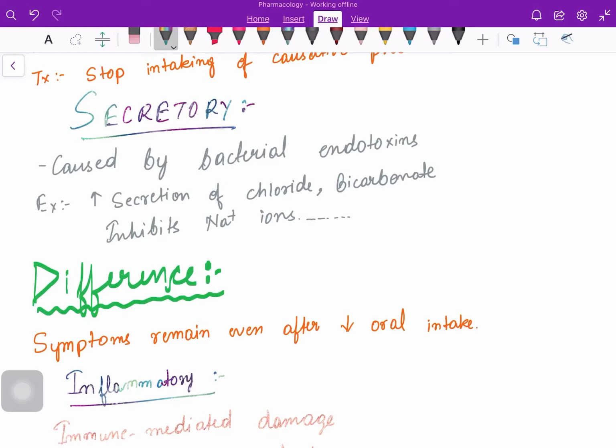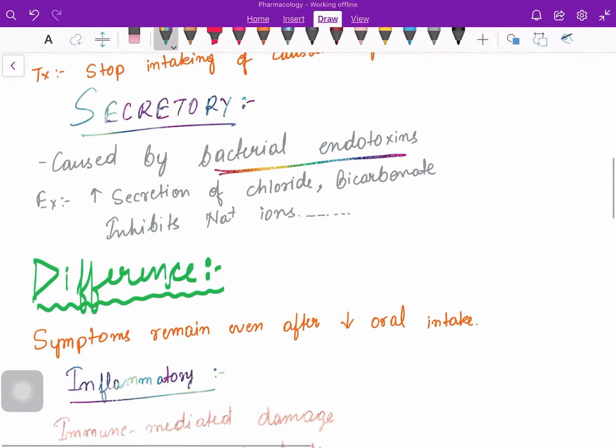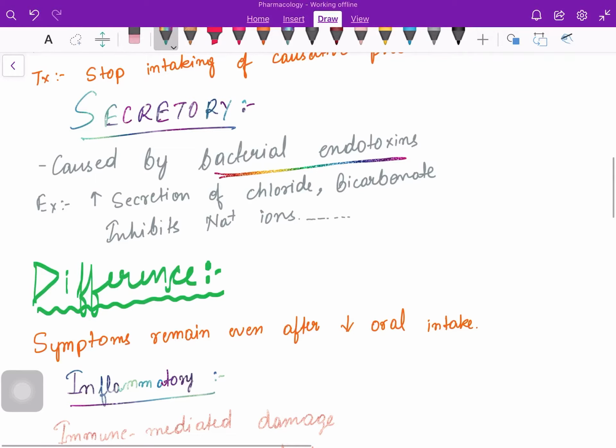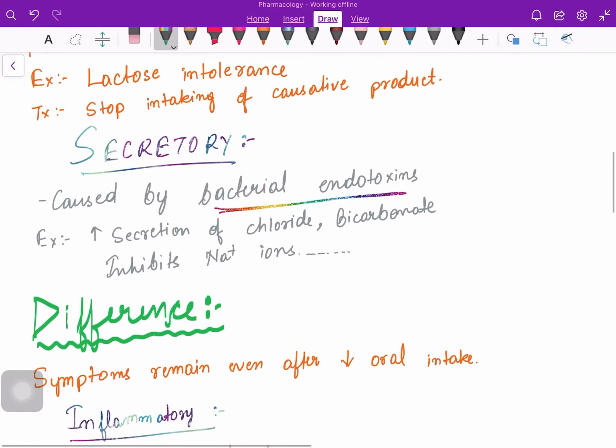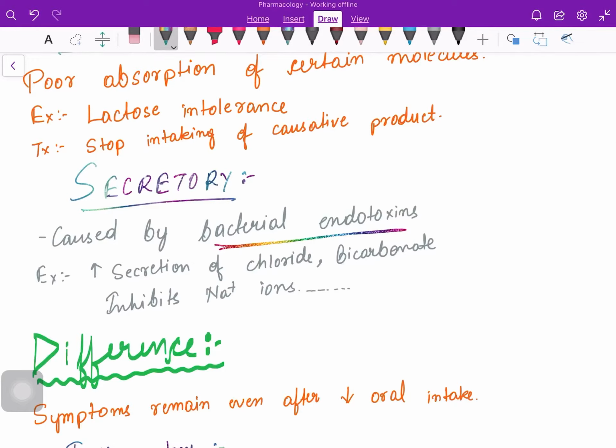Next comes the secretory. It is caused by bacterial endotoxins. For example, there is an increase of secretion of chloride and bicarbonate, or inhibition of sodium ions. The difference between the secretory and osmotic is that the symptoms remain even after decrease of oral intake. In secretory, even after we decrease the product due to which the diarrhea was taking place, the symptoms will still be there. While in osmotic, if we stop taking the causative product, it will stop completely.